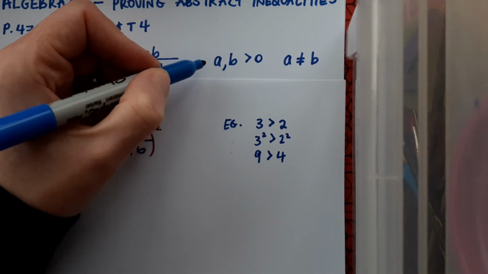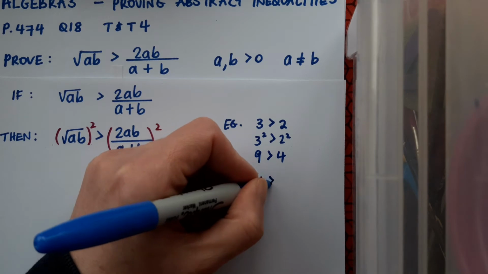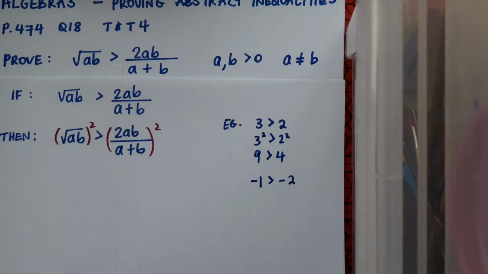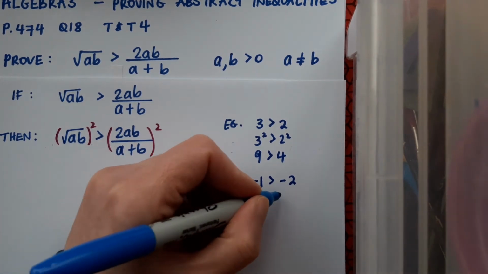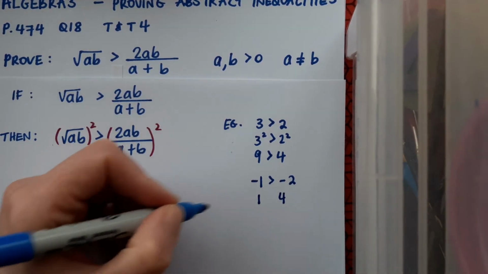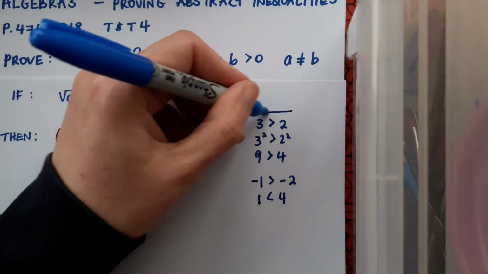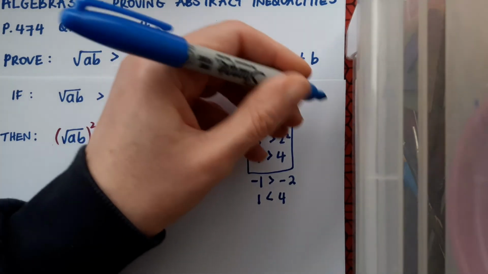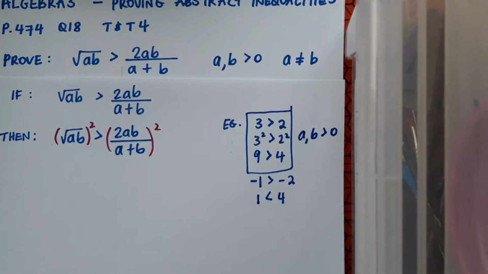Just note, as a little aside, that if I had -1, which is greater than -2, because it's further to the right on the number line than -2 is, if I square both sides in that case, I get 1 and 4. And clearly, 1 is less than 4. So it works in the case where the numbers involved are greater than 0. So we have that in our setup, so we're happy to proceed.